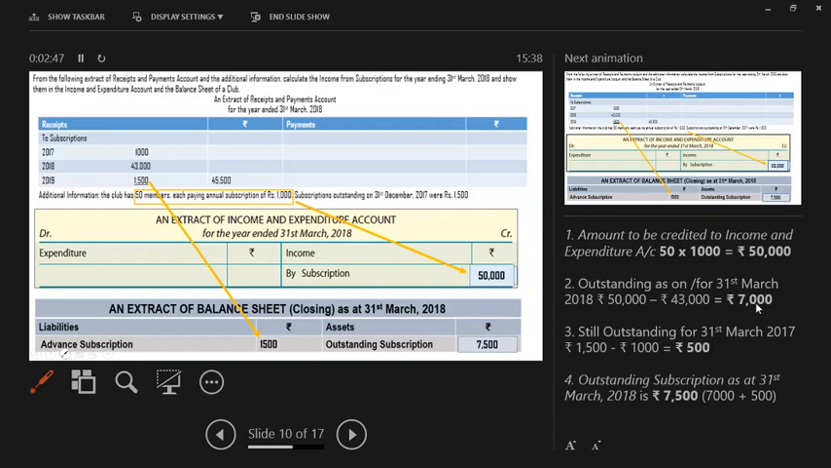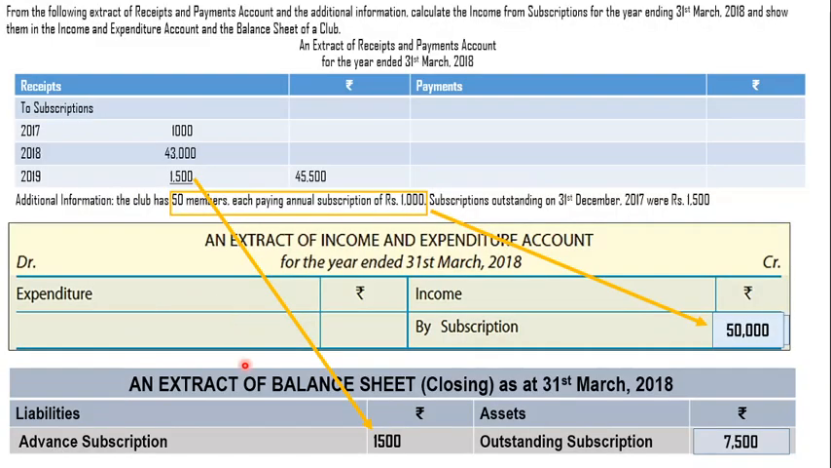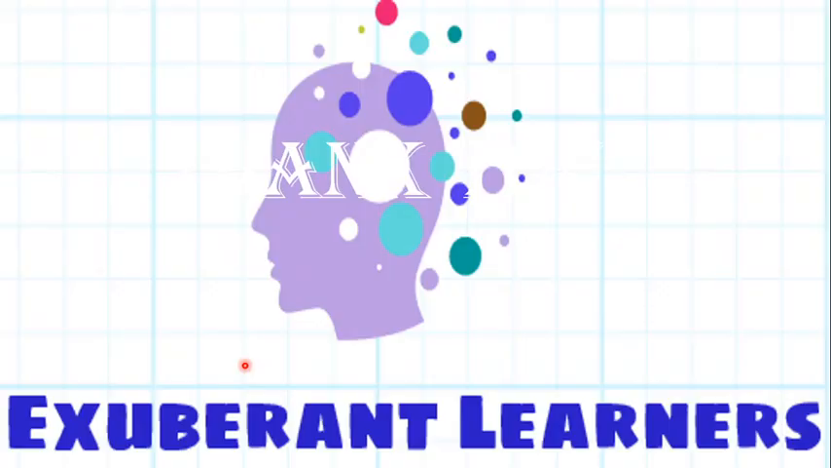We'll learn more about this in our next video. So I wish you understood this point. So in my next video, I'll take some more numerical problems related to subscription. Hope you like this video.